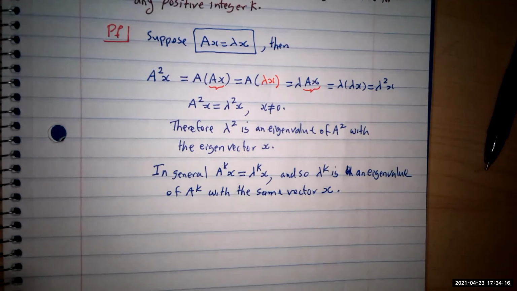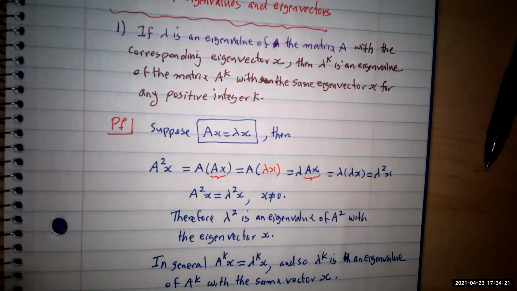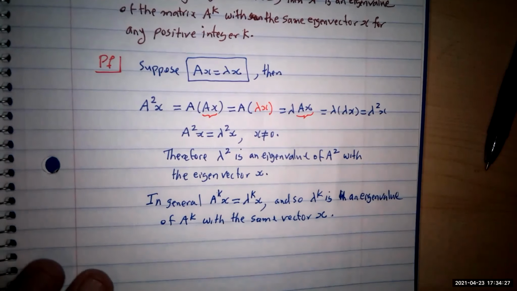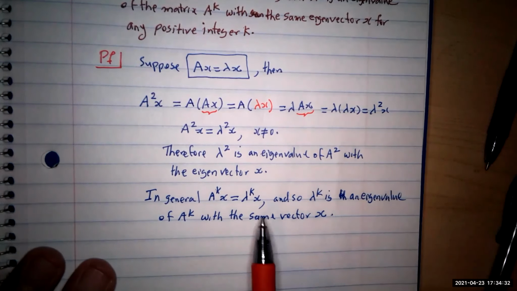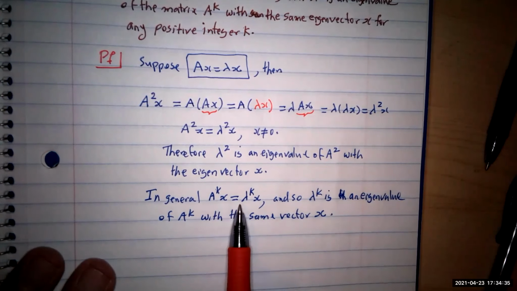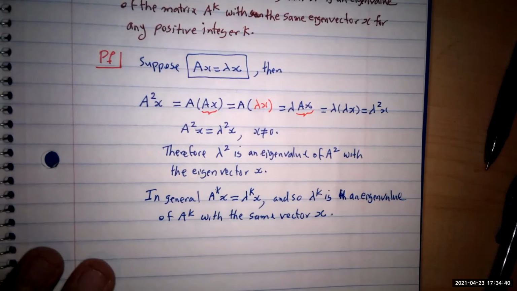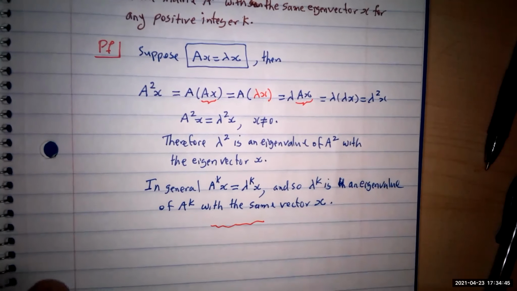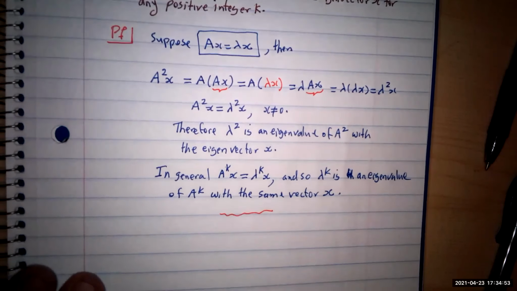Okay, so that's the first property. It's very useful. You can use it anytime you like. If lambda is an eigenvalue of A, then lambda squared is an eigenvalue of A squared, and lambda to the k is an eigenvalue of A to the k. And the good thing about it, the vector won't change. The vector x that works for A would also be good for any power of A. That gives us a better understanding of the definition that we have. So what's the second one?